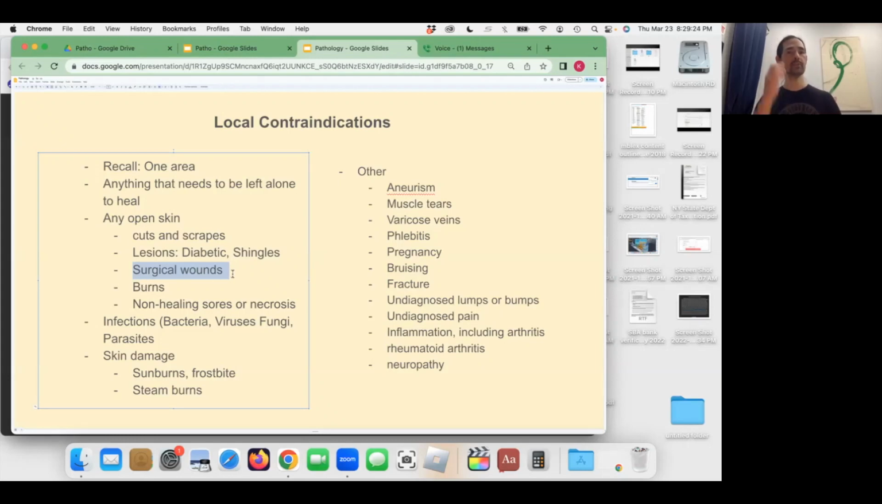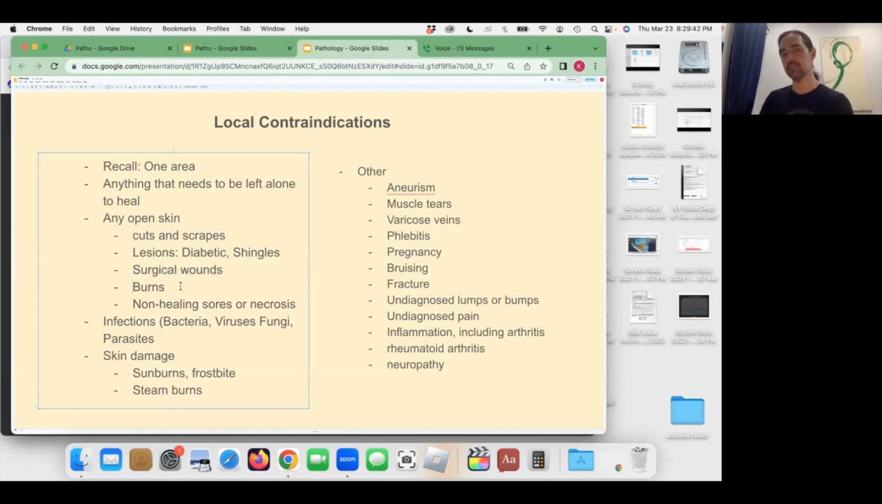Surgical wounds. Remember, even if it's arthroscopic surgery and the size of the wound is like the tip of your fingernail, it's still a wound. You don't want to open it up. You don't want to mess with it. Stay away from the entire limb.